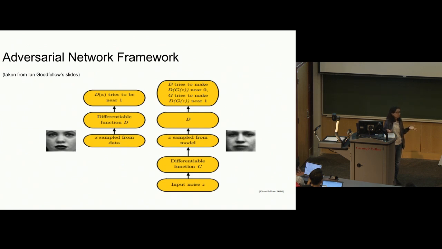It passes through a differentiable function D, which has some parameters, and it updates those parameters during training. If X is from the real data, you want D of X to be as close to 1 as possible. So the discriminator outputs a probability of an input being real or fake, with 1 meaning that it is real and 0 meaning it's fake. And so you want D of X to be as close to 1 as possible if X is real.